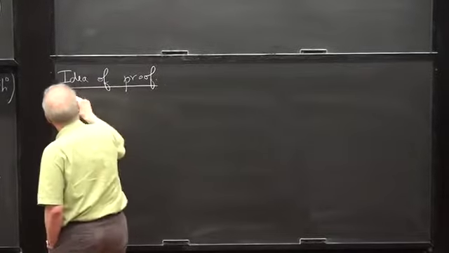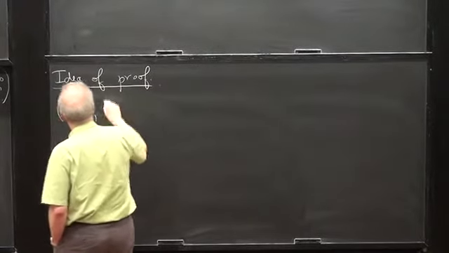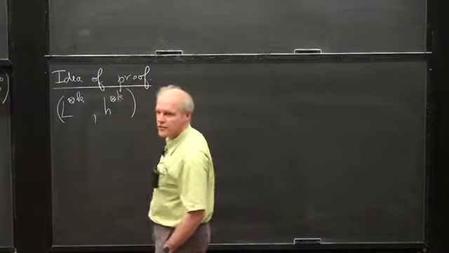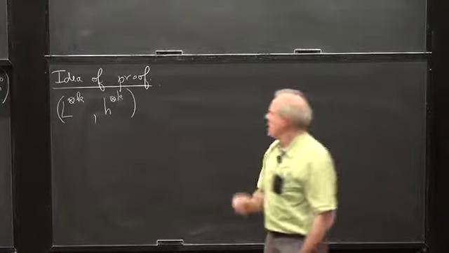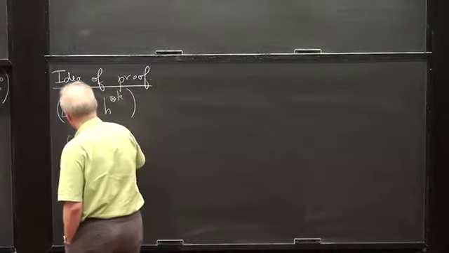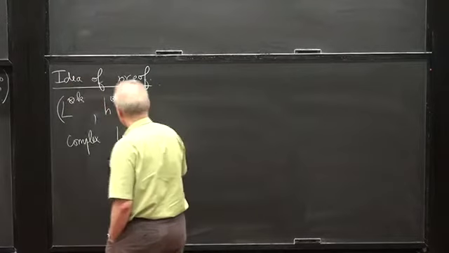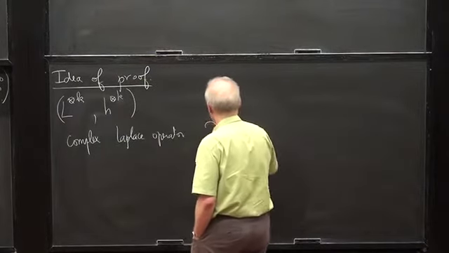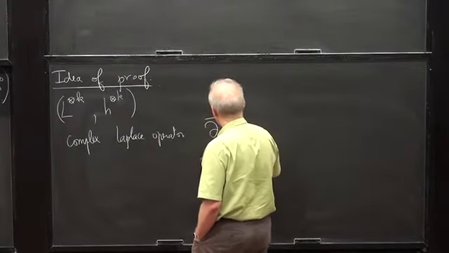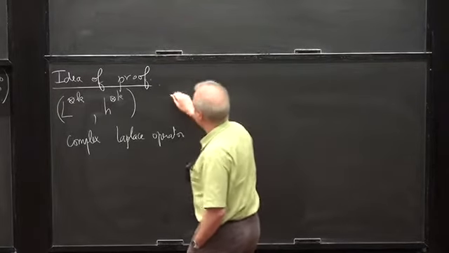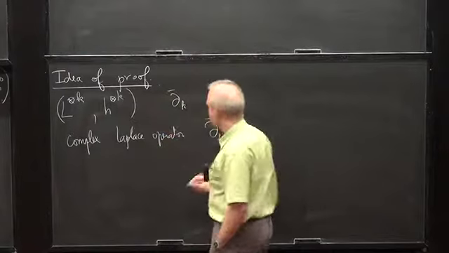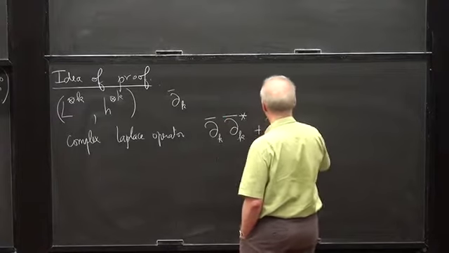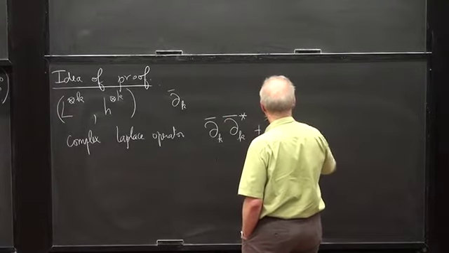So, you look at L to the power k. You put, of course, as a metric, the k-th tensor power of the given metric. And then you compute the complex Laplace operator, which is built from d bar, but d bar, I will denote by d bar k here. It's the d bar acting on this bundle. As usual, you take d bar star d bar plus d bar d bar star.